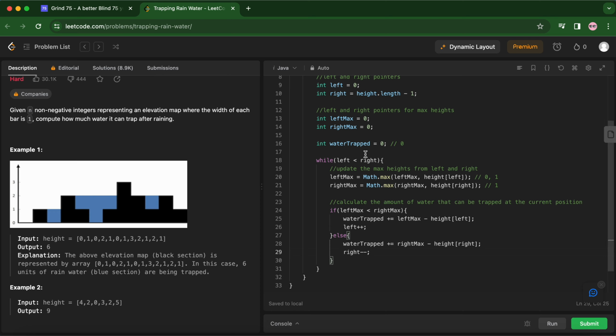Now, is left less than right? Yes. leftMax is equal to Math.max of leftMax, which is right now 1, or height[left]. So left height is now pointing at 1.